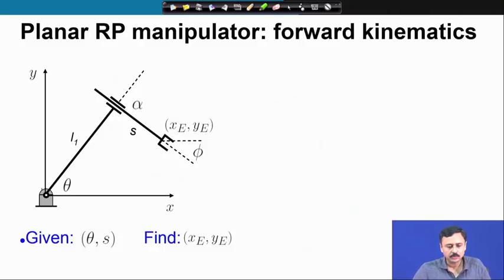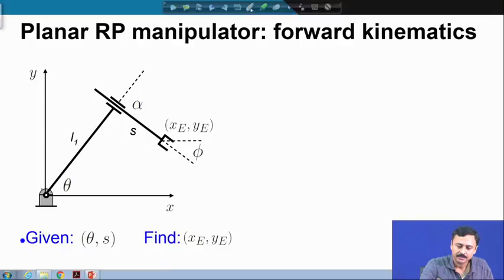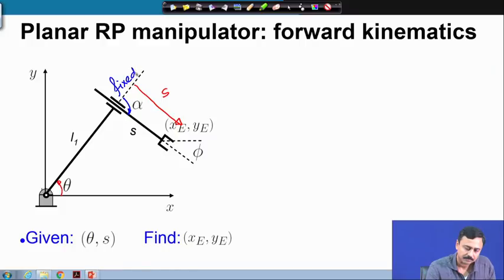Next, let us move on to another kind of planar open chain manipulator, the RP. This also has 2 degrees of freedom. The degrees of freedom here are this angle theta and this extension of this prismatic pair, which is indicated by this S. The angle alpha is a fixed angle. This angle is fixed.